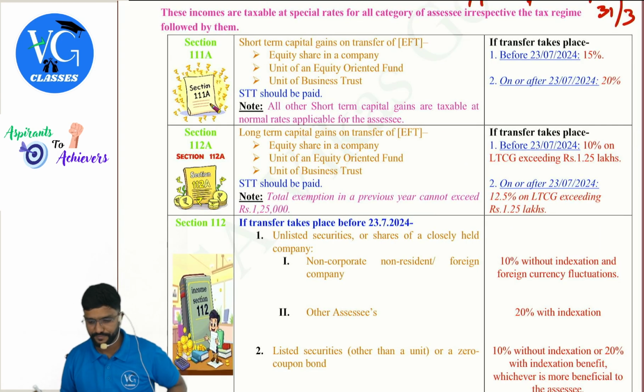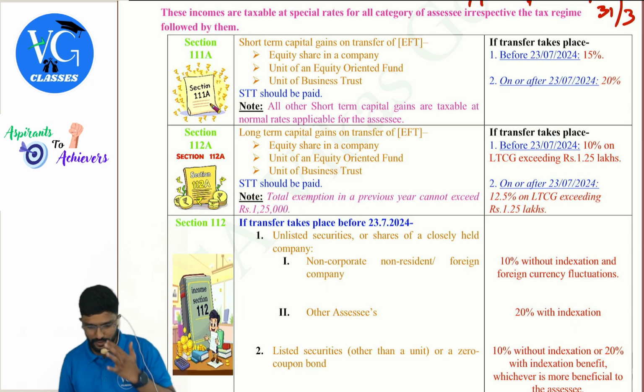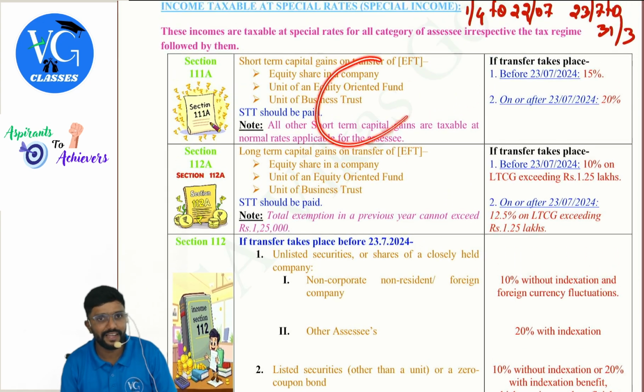Let us move forward. So the total exemption per year is 1.25 lakh. Don't claim 1.25 lakh here, and 1.25 lakh here. Please be careful. This 1.25 lakh benefit is there only under 112A. Sir, what about 111? No, the entire amount is taxed.